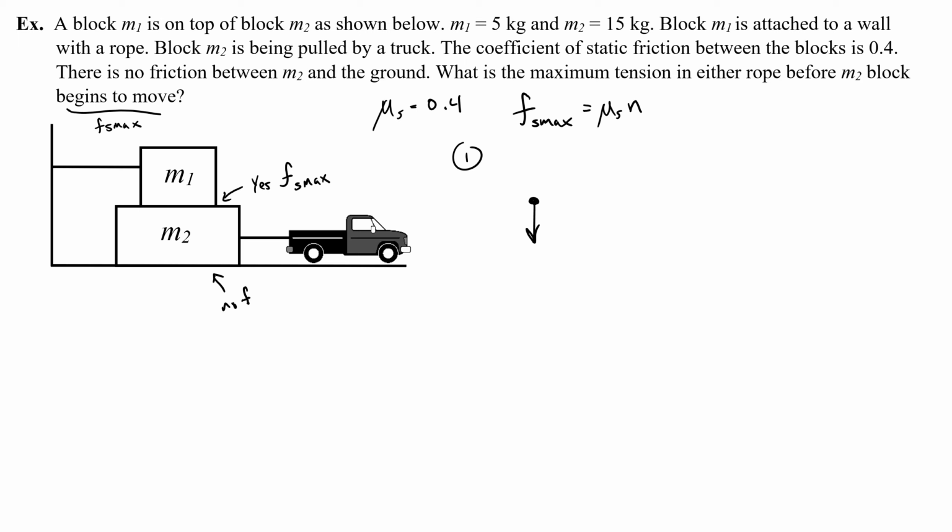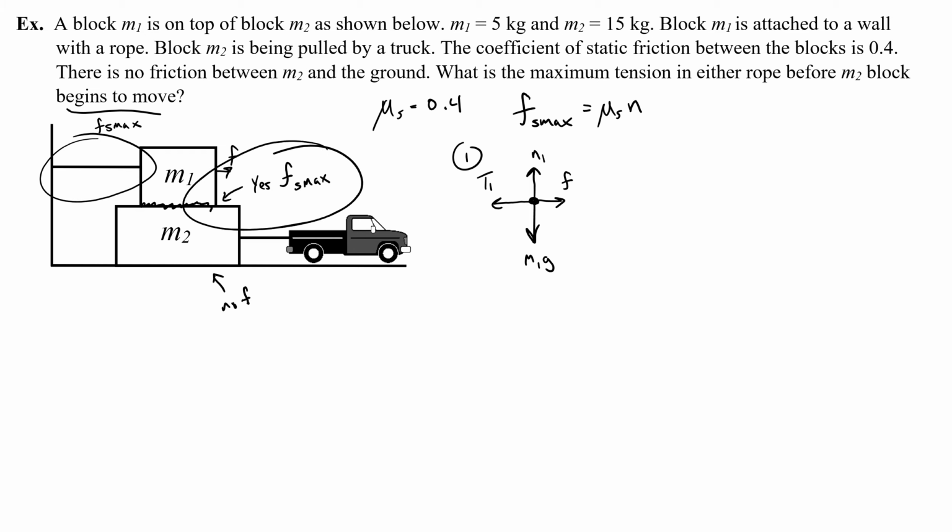For block 1, we say 1 instead of A, there's M1 g, and then there's a normal force up. We'll call that N1. And then there's tension here in the rope, so we'll call this T1. And then, of course, this friction between the two is causing a force of friction bringing M1 to the right. So we would call that the force of friction. I don't need to say F1 because there's only friction here. There's no friction on the ground, so we'll just call that F. Oh, and F_s max, because we know it's the maximum static friction.